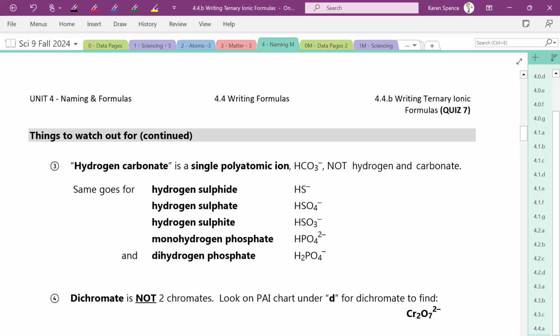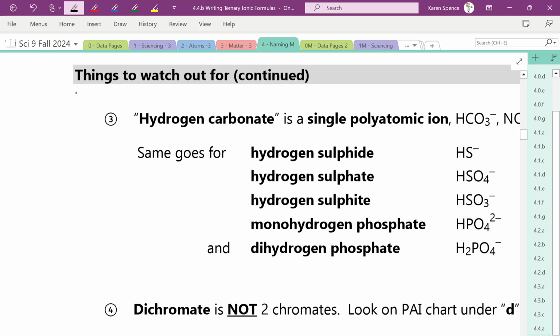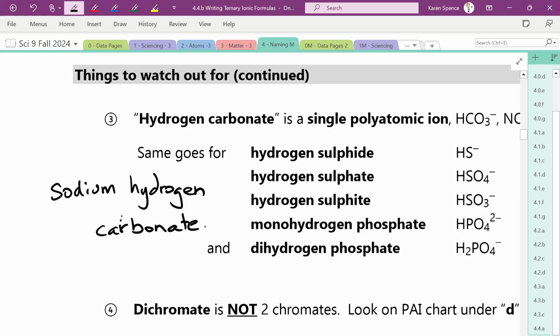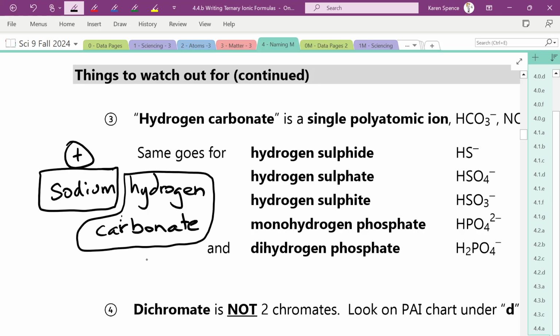If you're given a name like sodium hydrogen carbonate, do you remember how when we were doing the naming, we were like, okay, you got your metal, and then you got the polyatomic ion. And there's always just how many ions? 2 different ions. So if we have sodium hydrogen carbonate, sodium is our positive ion. That means that hydrogen carbonate is all 1 negative ion.